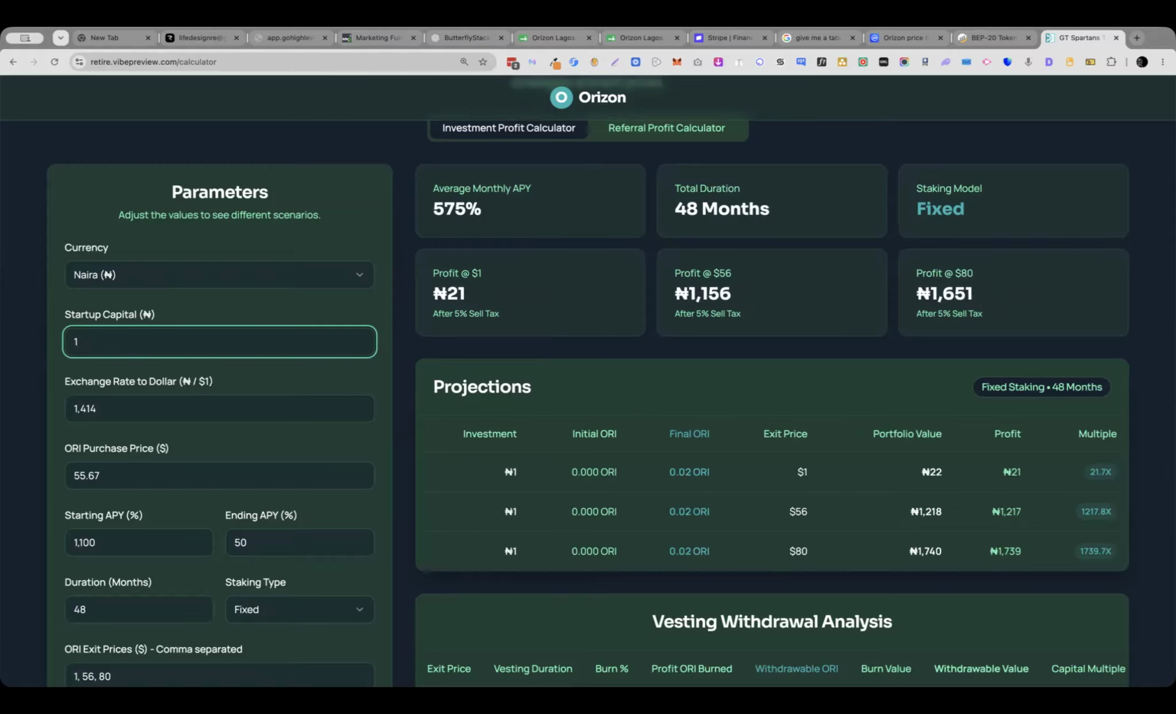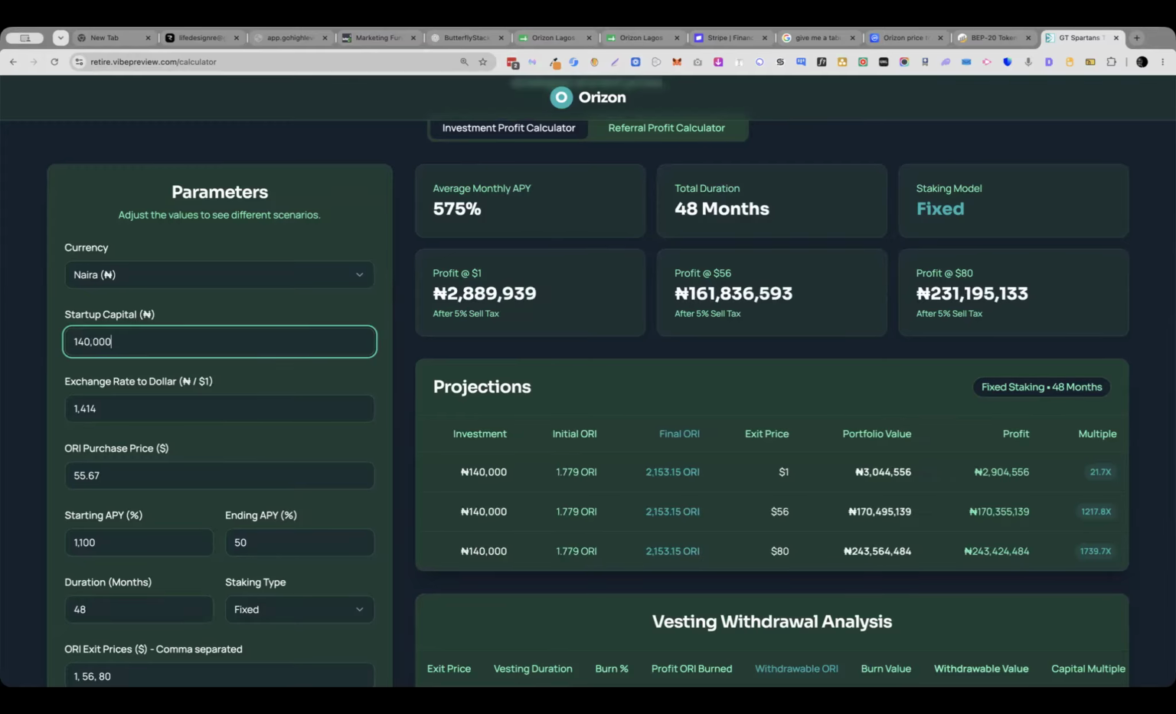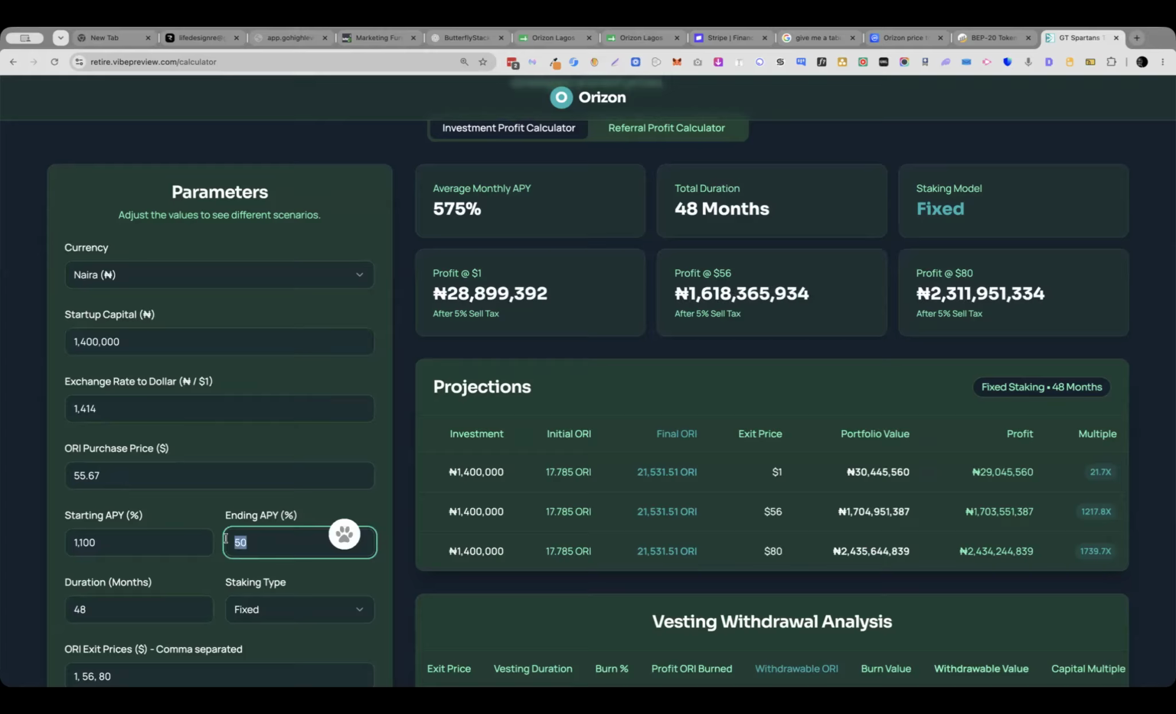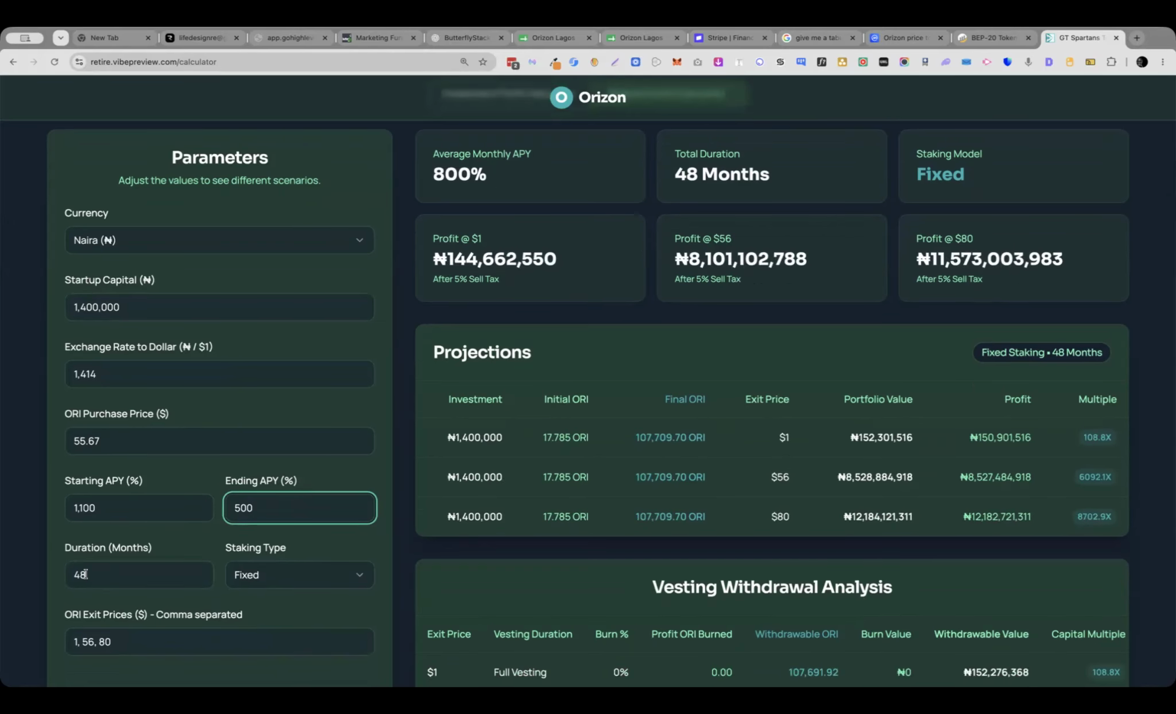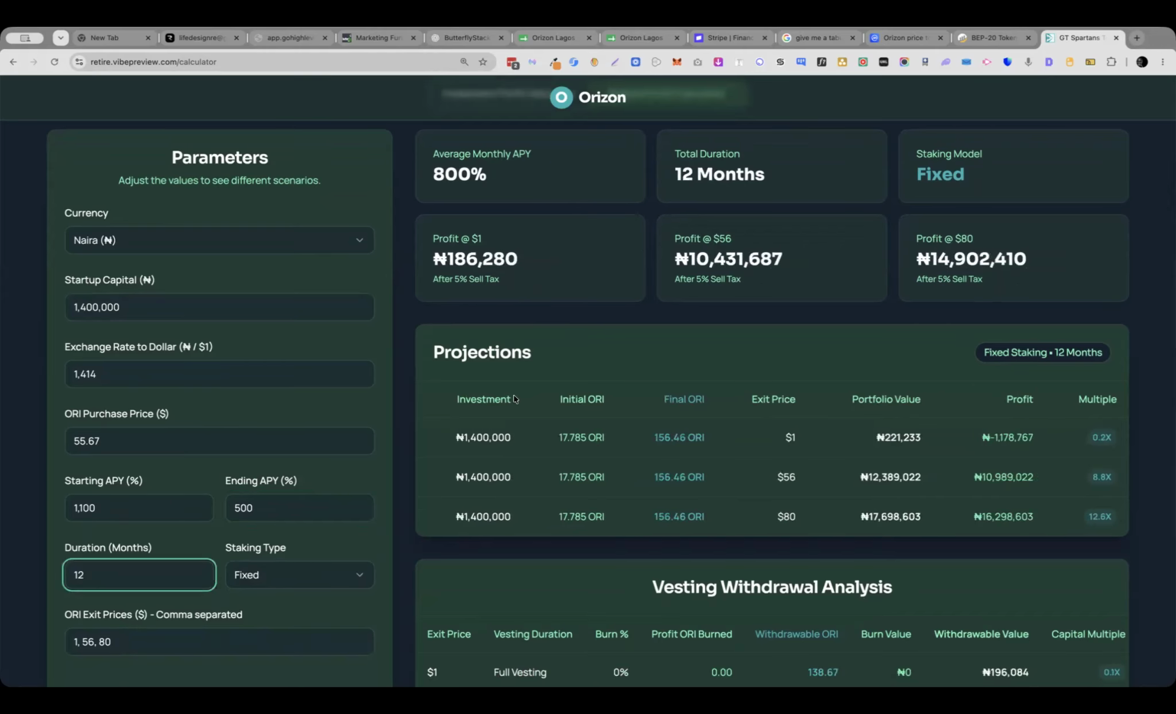$1,000 is just like saying maybe, let's just say 1.4 million. Okay. In 1 year, let's say in that 1 year, the APY goes down to 500 and you're holding for 1 year, 12 months.